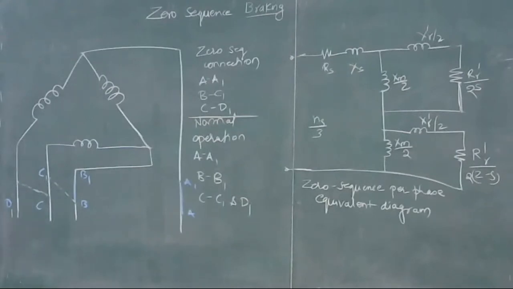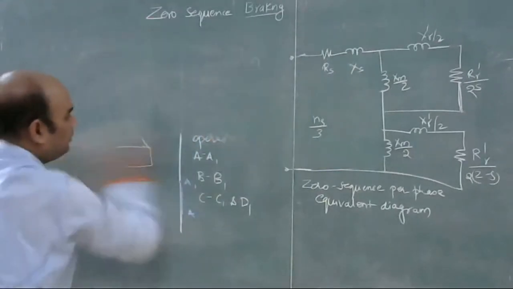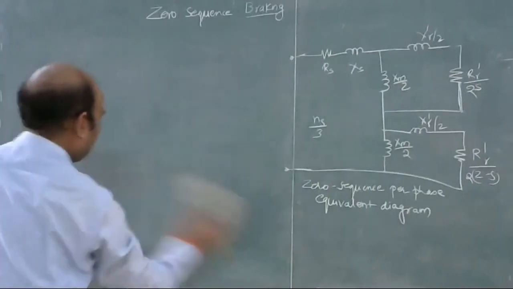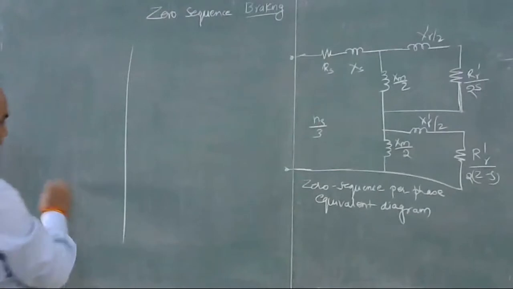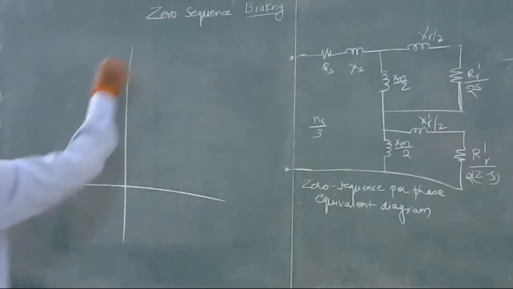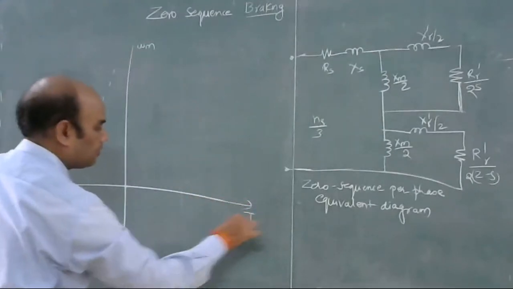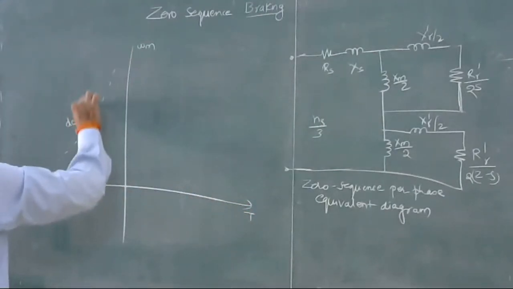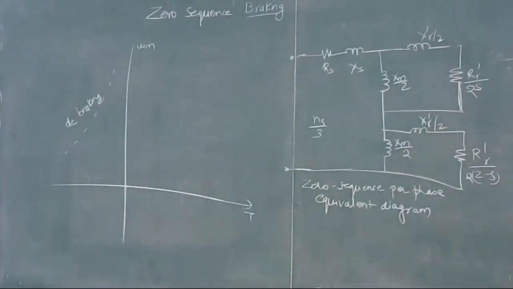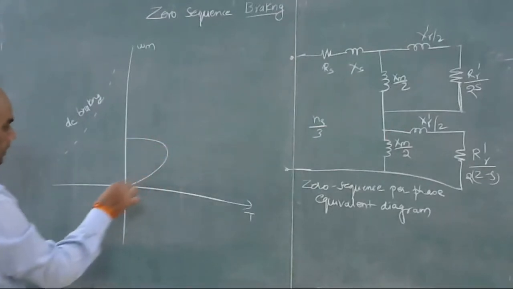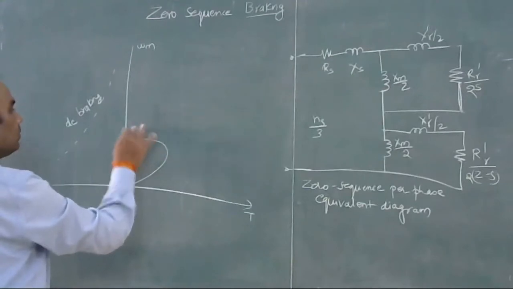So for dynamic braking, we see the speed characteristics. DC braking is available for the entire speed range. There is no limitation for DC supply, but if we use the AC supply, it is limited up to Ns, omega S by 3.